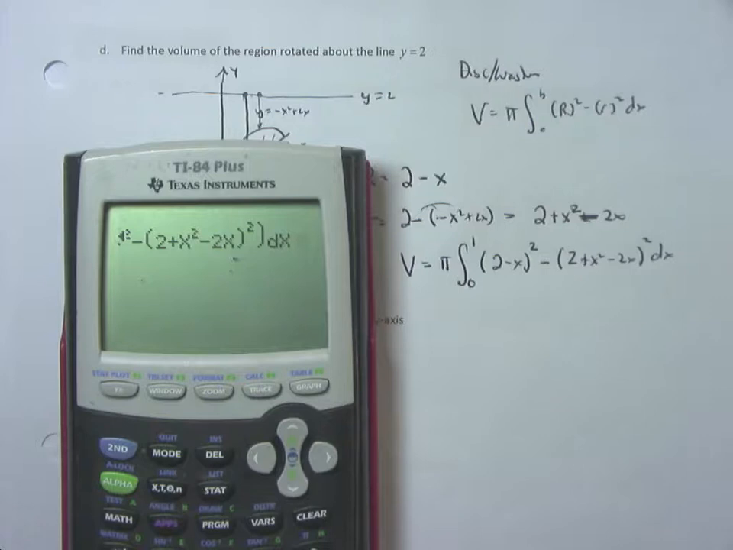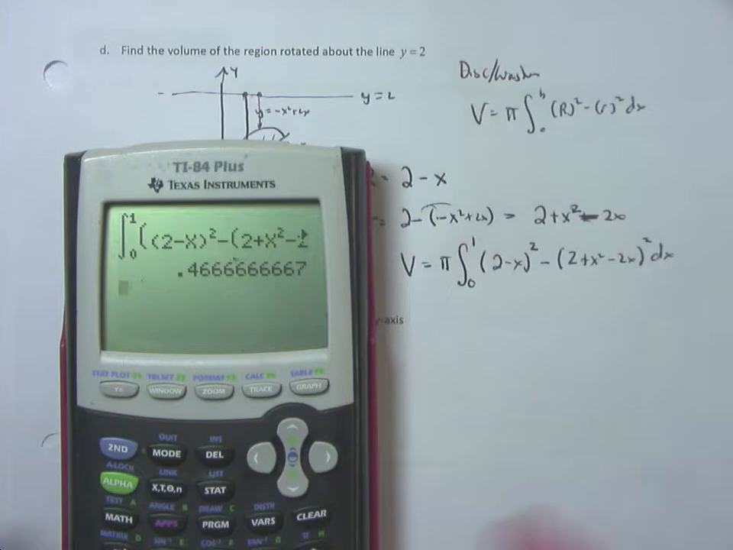One way you can tell you did not screw this problem up is this. When I hit enter on the calculator, I'm going to get a number. But what kind of number should I get? This is volume. I should get positive. If I get a negative number, I screwed up the top and bottom. I got something backwards. There's a clue for you. You can't get a negative volume.